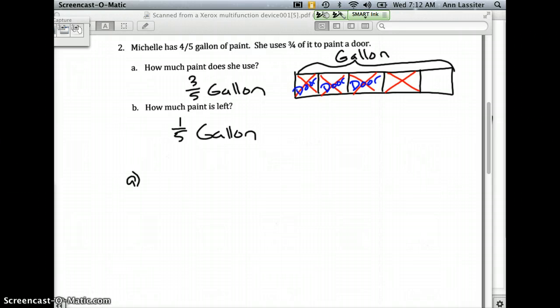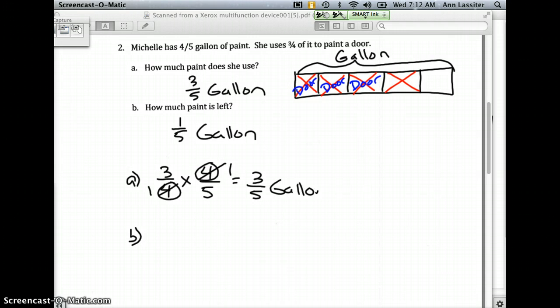I could do these problems with fraction multiplication also. How much paint does she use? Well, she uses 3/4 of what she has. And you can see the 4s are in common. We could divide both by 4, and we end up with 3/5 of a gallon. And how much does she have left? She has 1/4 left because she uses 3/4 of the 4/5 that she starts with. So again, you get 1/5 gallon, and you can see those answers directly correlate to the picture.